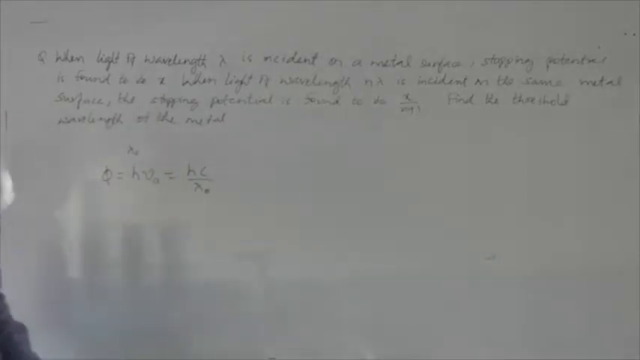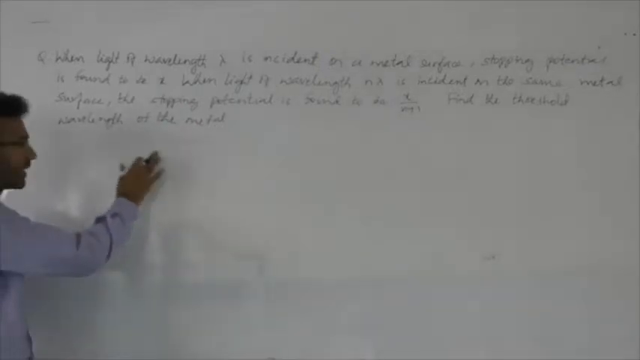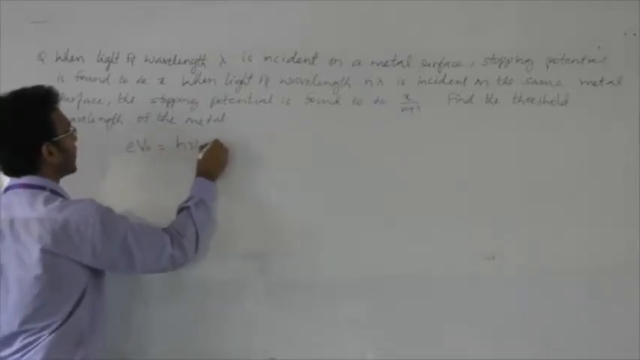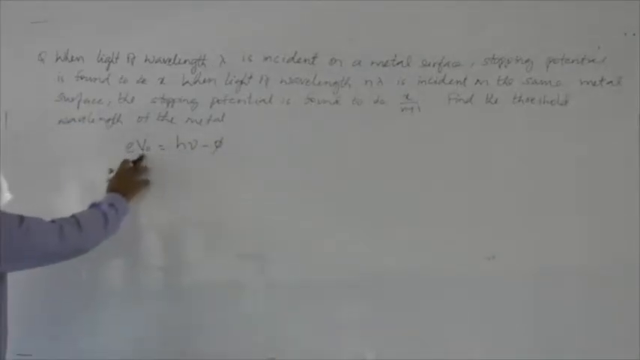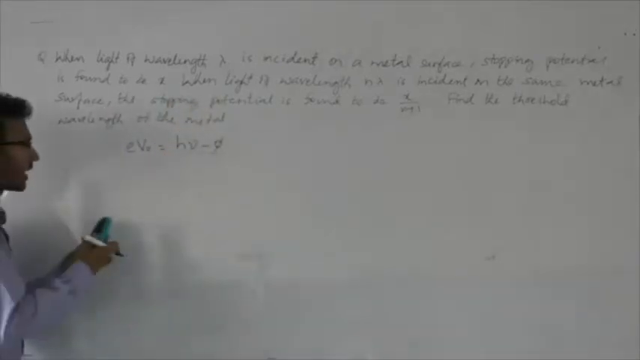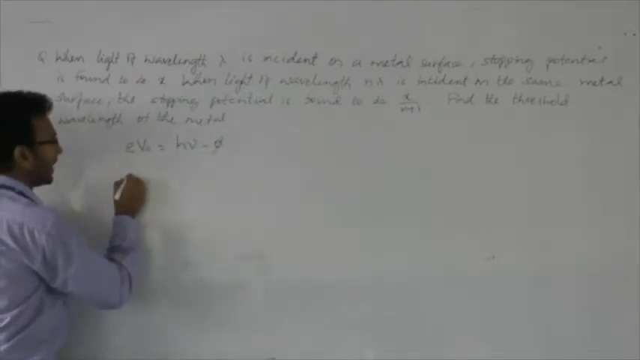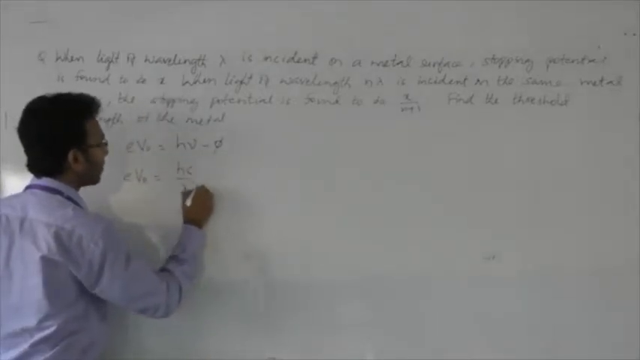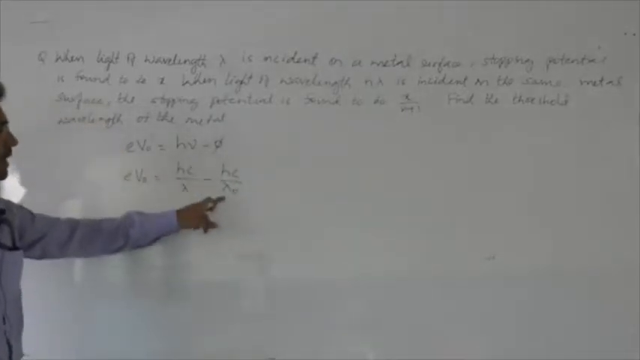Now let's see. What is the first case? Let's write the general equation. E V naught is h nu minus phi. Now what is V naught? In the first case, when the wavelength is lambda, instead of nu, I'll write hc by lambda. So E V naught equals hc by lambda minus hc by lambda naught. This is phi, hc by lambda naught.